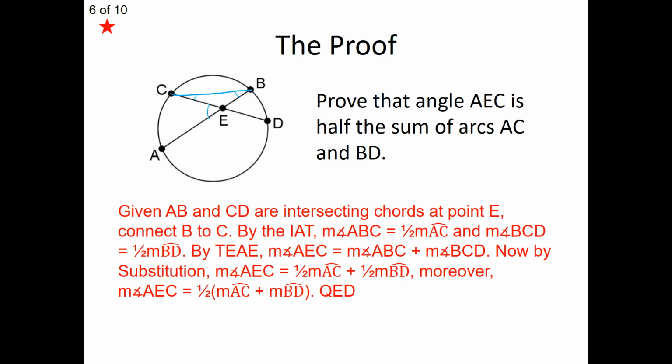And so there we have the statement we're looking for, that the measure of angle AEC is equal to 1/2 the sum of the measure of arc AC plus the measure of arc BD. So QED, we get that proof. So that's our first case, where the two secants intersect on the inside of our circle.